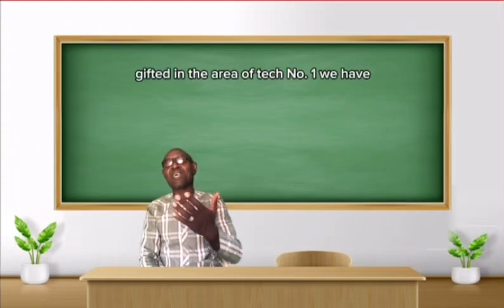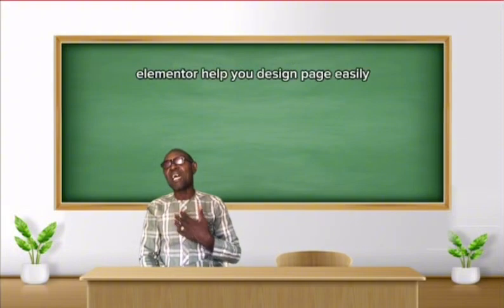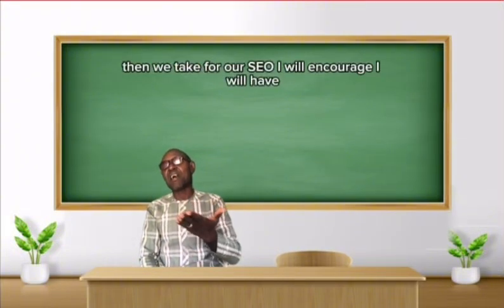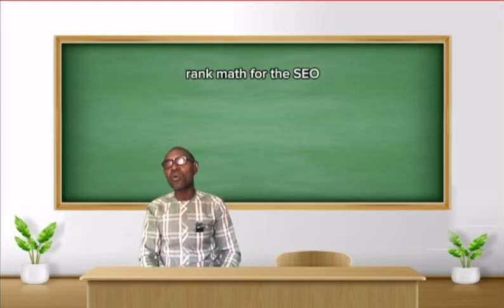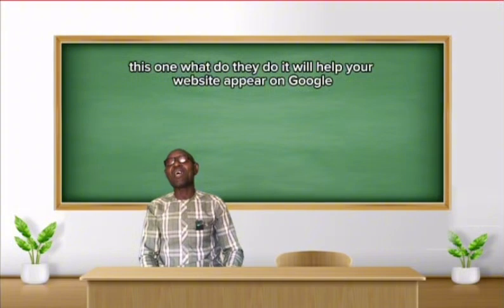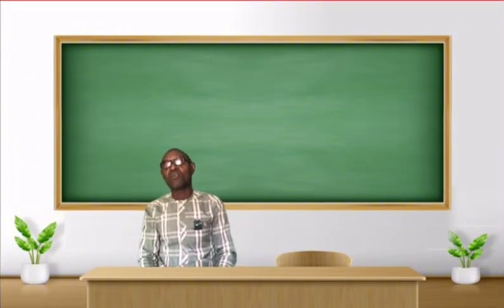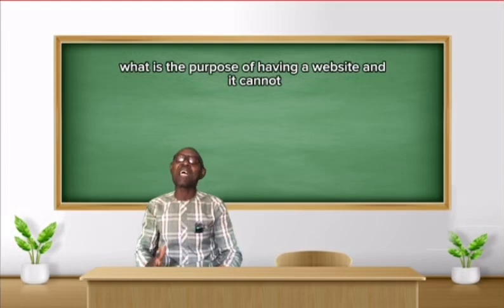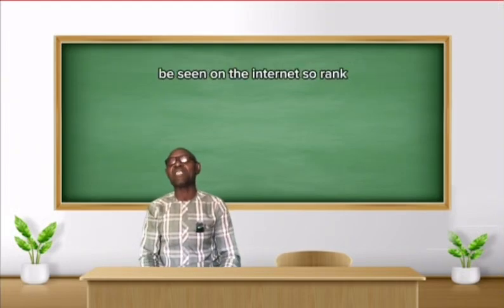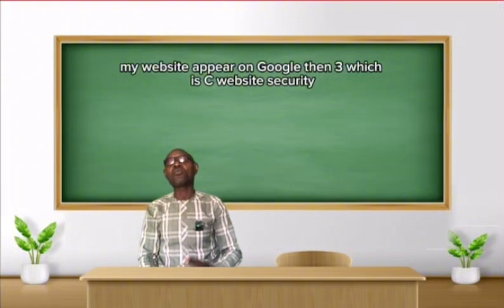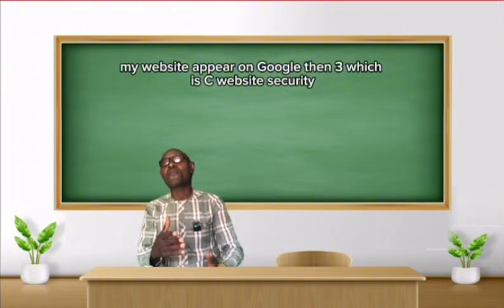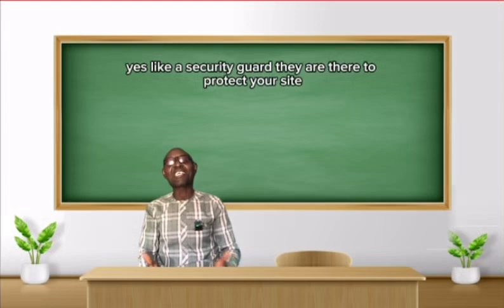Number one, we have Elementor as our page builder. Elementor helps you design pages easily. Then for our SEO, I will encourage that we use Rank Math. What does it do? It will help your website appear on Google. What is the purpose of having a website if it cannot be seen on the internet? So Rank Math will help your website appear on Google. Then three, which is Wordfence, WordPress security. Yes, like a security guard.